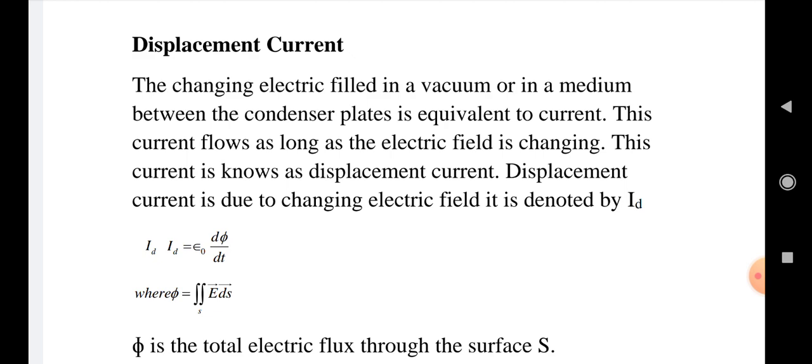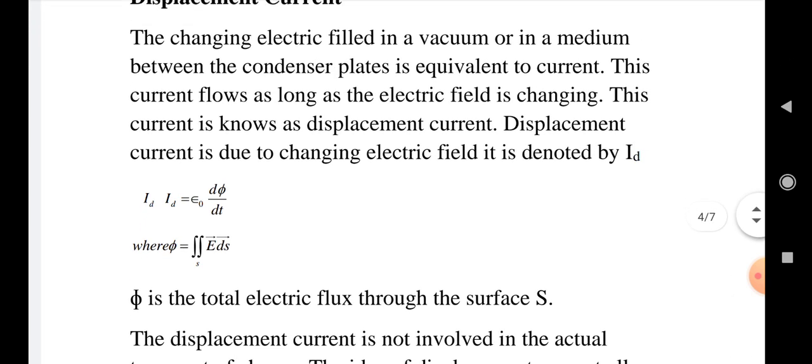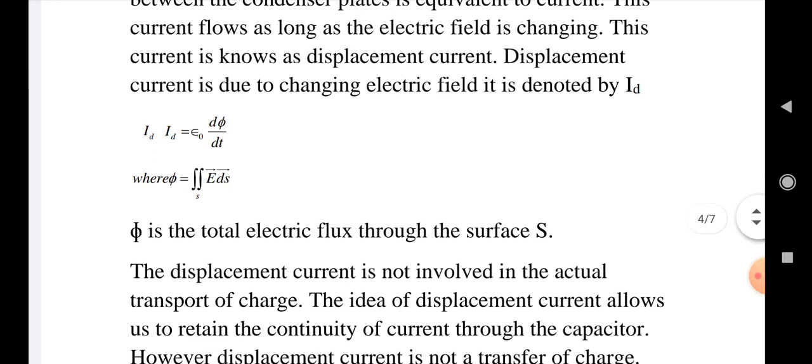ID is nothing but the displacement current, the current between these two plates, positive and negative. This displacement current ID is equal to epsilon 0 del phi by del t. What is meant by phi? Phi is the electric flux, and electric flux is equal to the surface integral of E bar dot ds bar. Phi is the total electric flux through the surface.